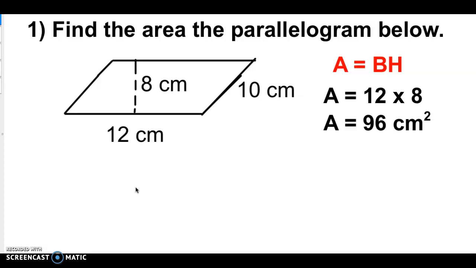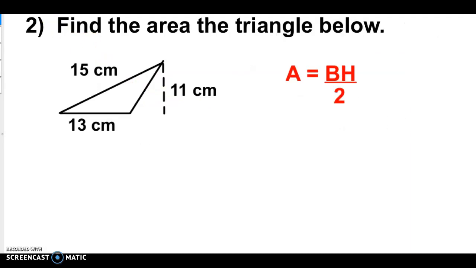The area of a parallelogram, the formula is base times height. So the base was 12, the height is 8. Remember, 10 is this side of the parallelogram. The dotted line always represents the height. And when I multiply 12 times 8, I get 96. And area is always expressed in centimeters, or the units, I should say, squared, because the definition of area is how many square units are inside of that shape.